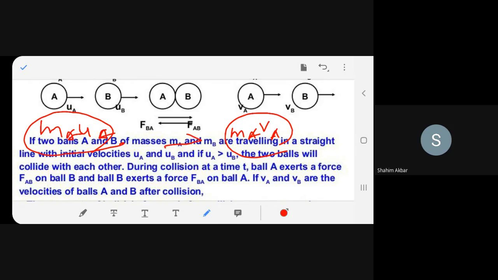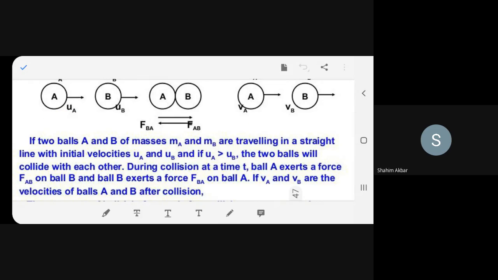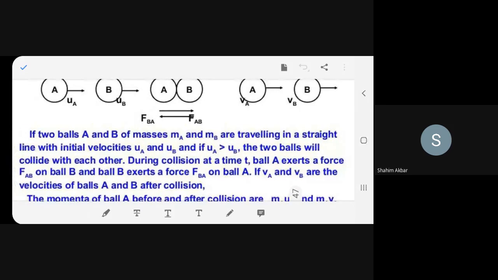So you have to add before collision and after collision. Similarly, MBUB and MBVB. Got it? So these are the momenta of A and B, because you know that momentum P is equal to mass into velocity. So any problem in this slide?